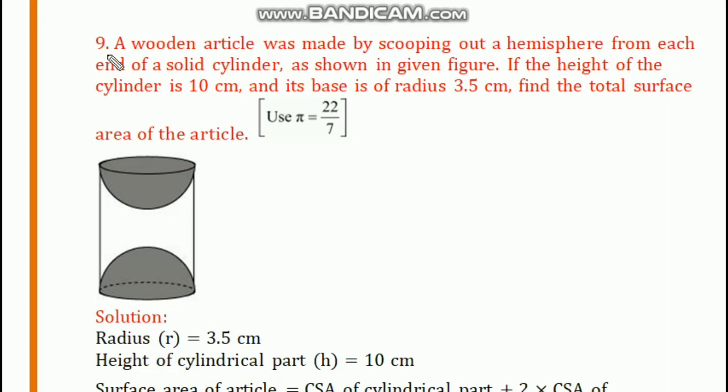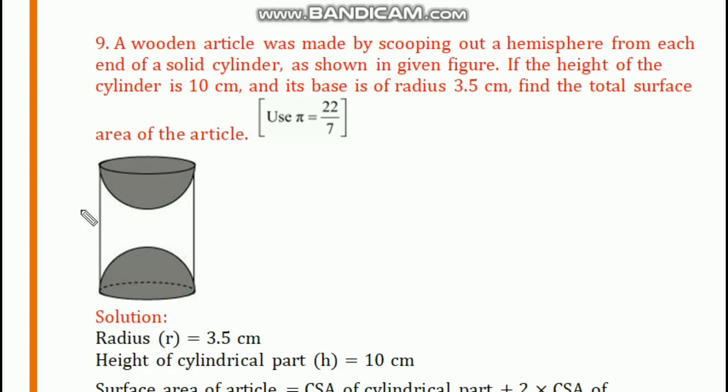Students, let's discuss exercise 13.19. A wooden article was made by scooping out a hemisphere from each end of a solid cylinder as shown in the given figure. If the height of the cylinder is 10 centimeter and its base radius 3.5 centimeter, find the total surface area of the article. Actually, from this question, the hemisphere is scooped out from each end of the solid cylinder. Here we need to find out the total surface area of this article.